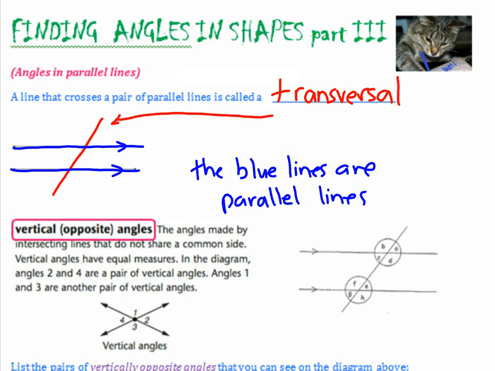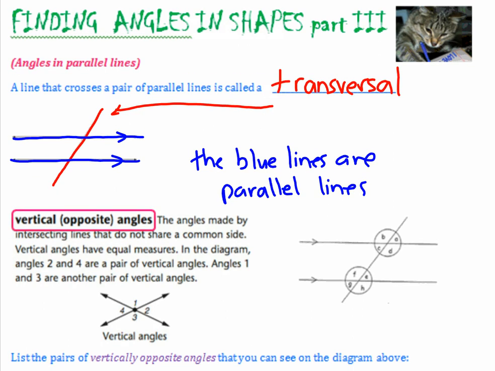One that you probably know already, and that he mentioned in the beginning of the chorus, was vertically opposite angles. And what did he say about vertically opposite angles? That's right, he said they're equal. So vertically opposite angles are the angles made by intersecting lines. So you've got intersecting lines here, here, and here. Vertically opposite angles are equal in size.